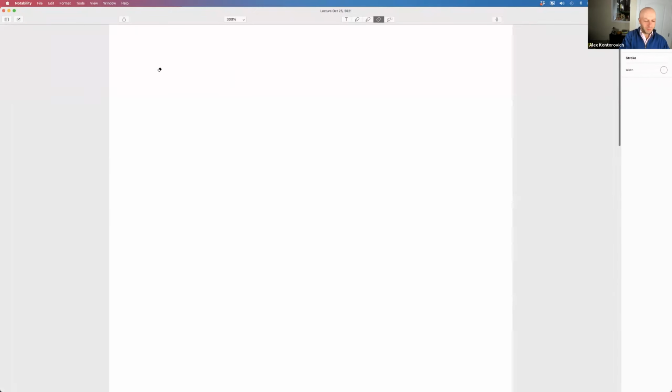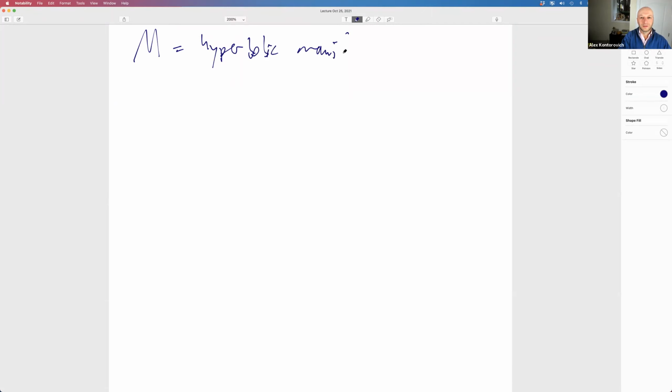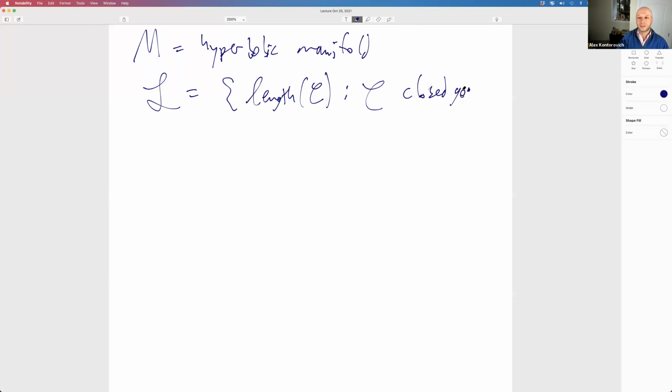So let's take a manifold. So M is some, let's say, hyperbolic manifold. And a very basic thing that people like to study is the length spectrum, or just the length set in this case. This is the set of lengths of closed geodesics, where C is a closed geodesic on M. Or really the unit, okay, to have a geodesic, I need a unit tangent vector so that I can flow.